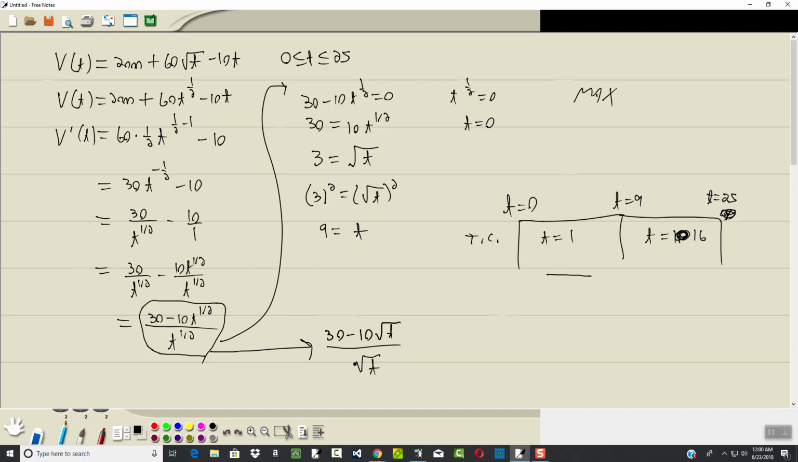If I put 1 in here, square root of 1 is 1, that's positive. If I put 1 in here, square root of 1 is 1. 10 times 1 is 10. 30 minus 10 is positive. So we got positive over positive, so that's increasing. Now 16, if I put 16 in here, square root of 16 is 4, so that's positive. If I put 16 in here, square root of 16 is 4 times 10 is 40. 30 minus 40 is negative. Negative over positive is negative, so this is decreasing. So it is indeed a max and occurs after 9 years.